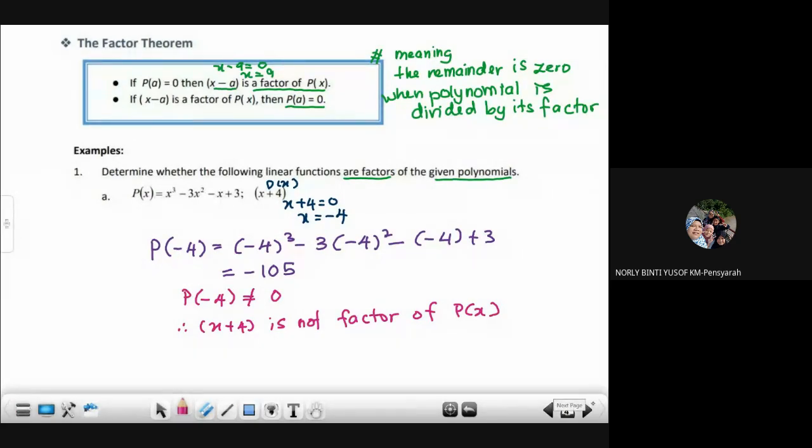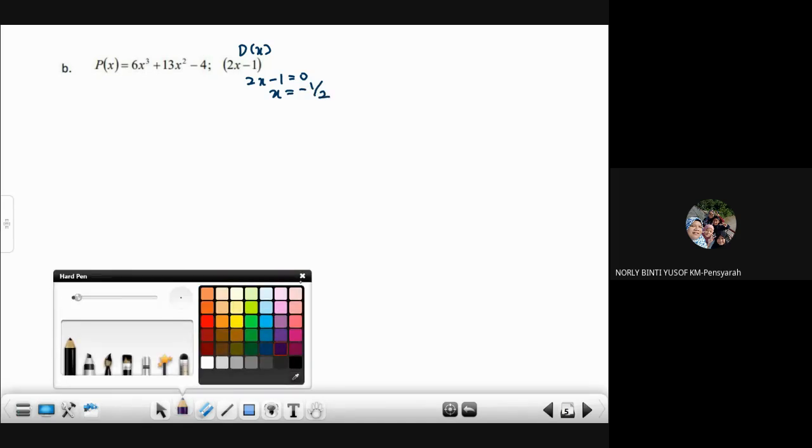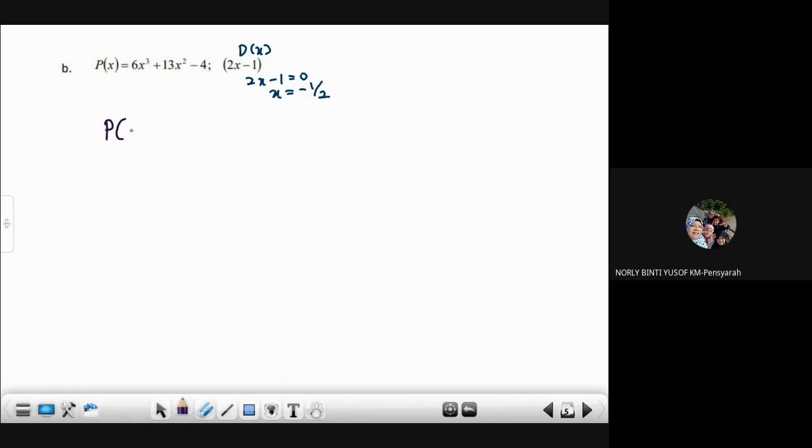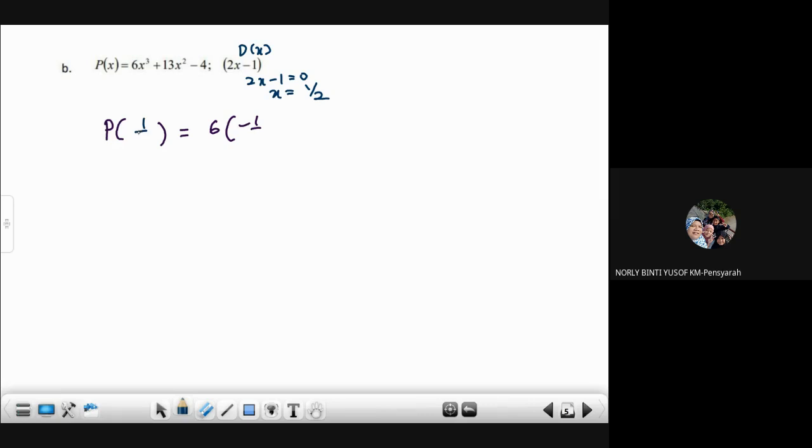Okay, and then we see for B, sama ada polynomial given and then 2x minus 1 is your divisor. So divisor ni kalau kita samakan dengan kosong, kita dapat positive half, not negative half. Sebab 2x minus 1 bawa ke kanan kan jadi positif. So sini 1/2.